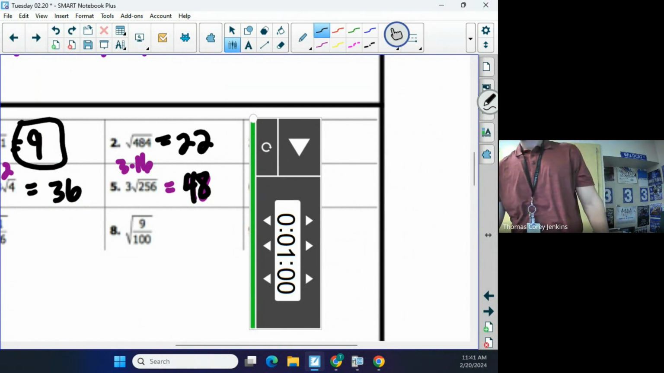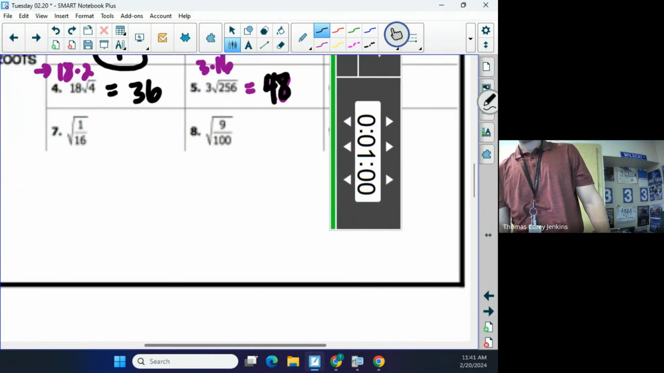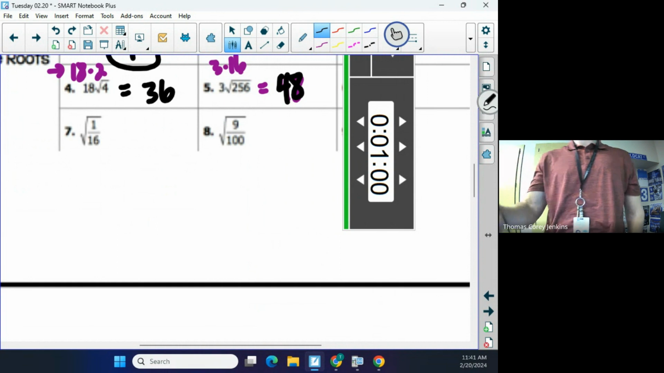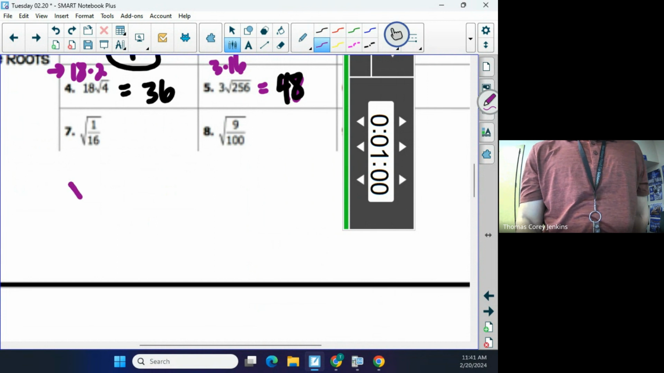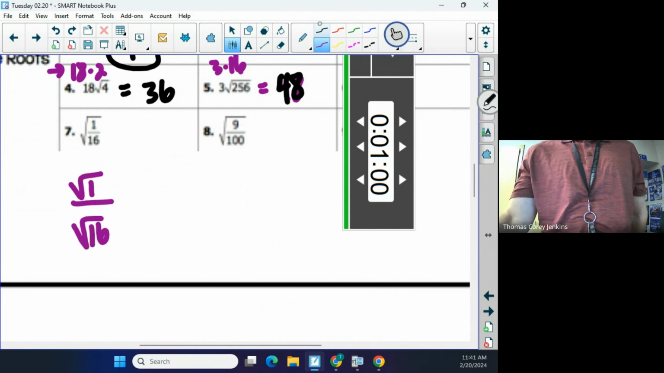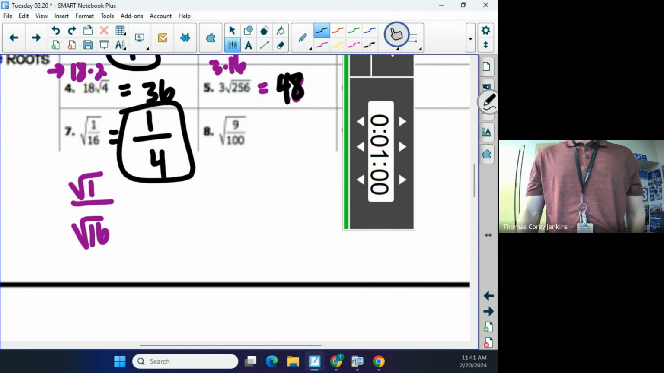Okay, and then your fractions, and then I'll have you try 3. A fraction under a square root you can think of this way. This would be equal to the square root of 1 divided by the square root of 16. Square root of 1 is 1. Square root of 16 is 4. So 1/4.